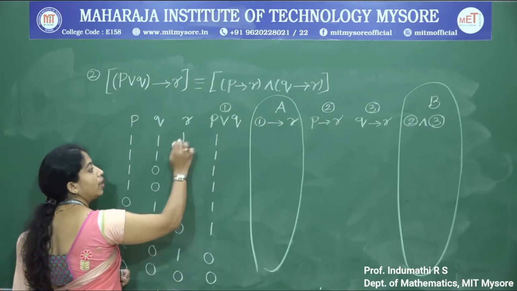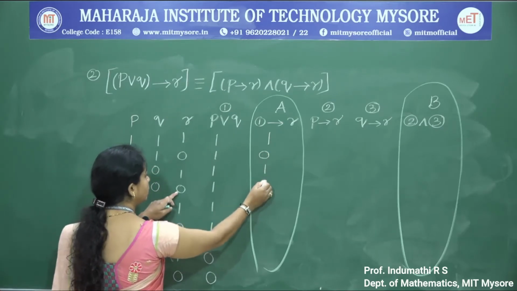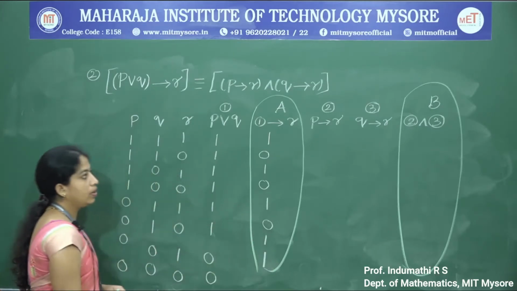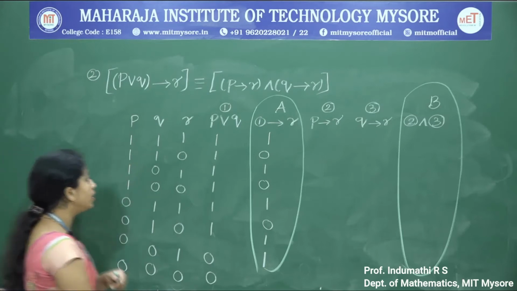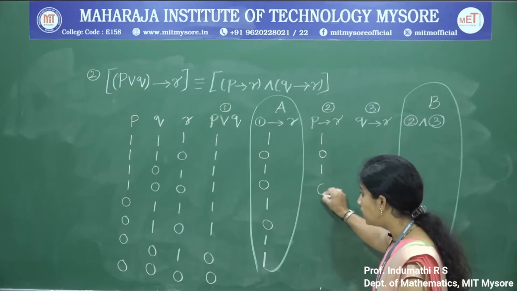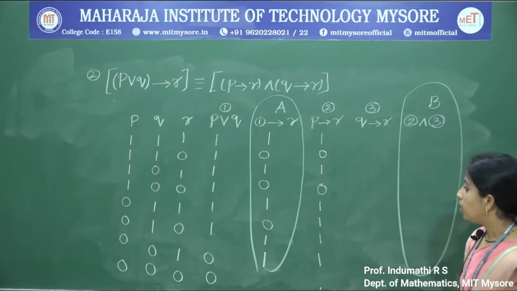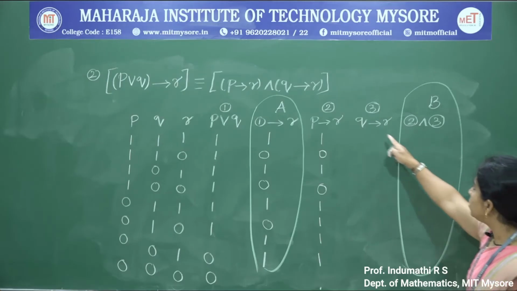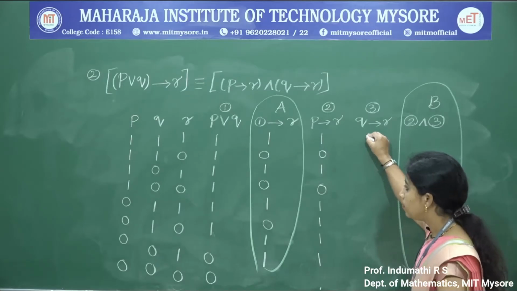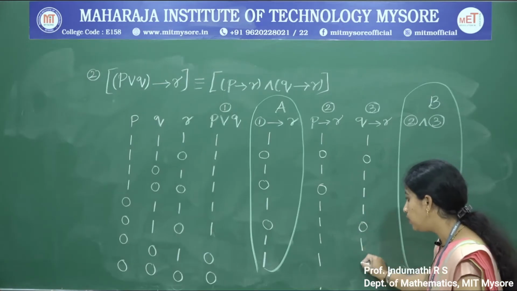Next is 1 conditional R. 1 0 is 0, the remaining terms are 1. Next is P conditional R. Next is Q conditional R.